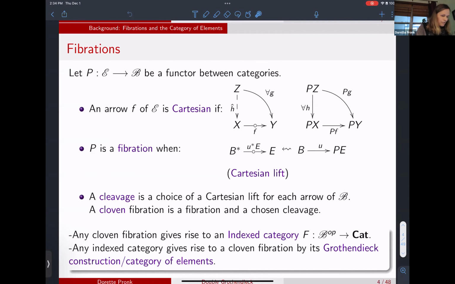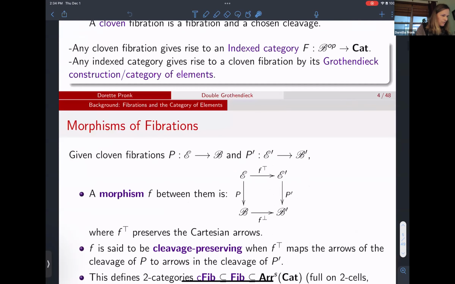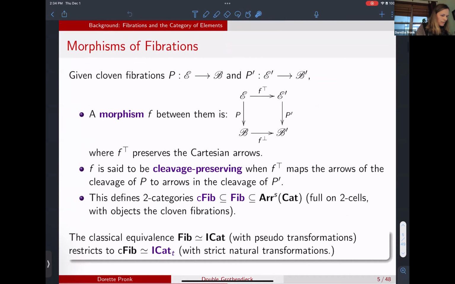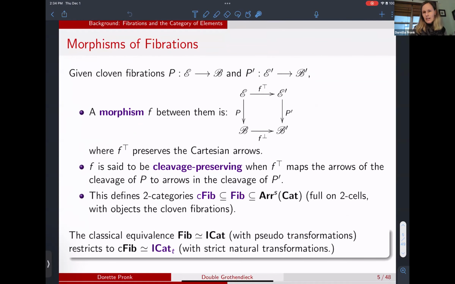So why do I focus on that for a moment? Well, if we look at morphisms between fibrations, then we always ask that they preserve the Cartesian arrows. Asking that cleavages are preserved is a very strong condition to have. But sometimes you need that, because without asking for that, you cannot construct pullbacks in the category of fibrations.